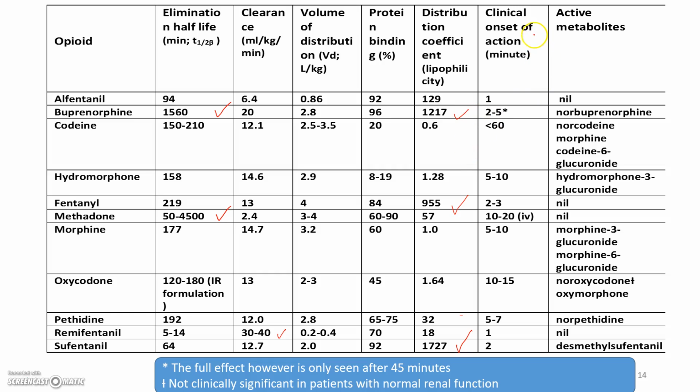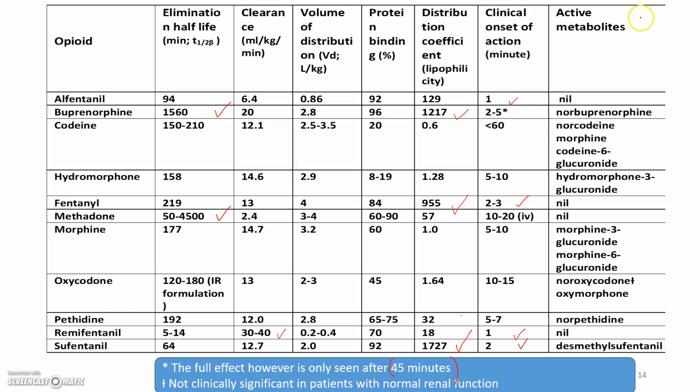And then we have the clinical onset of action. The drugs that have the fastest onset of action are alfentanil and also remifentanil, followed by sufentanil, fentanyl, and for buprenorphine there is an asterisk here. It mentions that the full effect, however, is only seen after 45 minutes. So you can see a little bit of effect after 2 to 5 minutes of taking the drug, but the full effect is only seen after about an hour. And the slowest onset of action is with codeine.